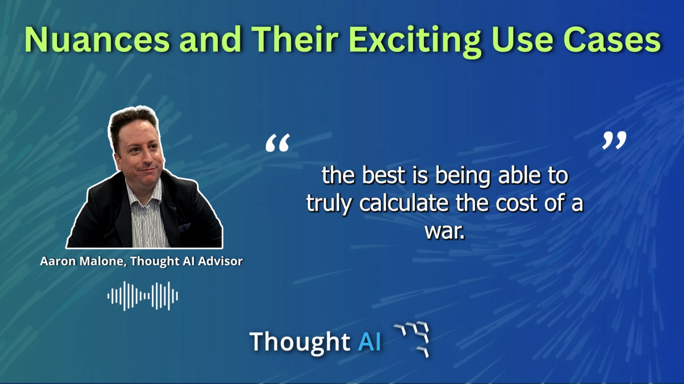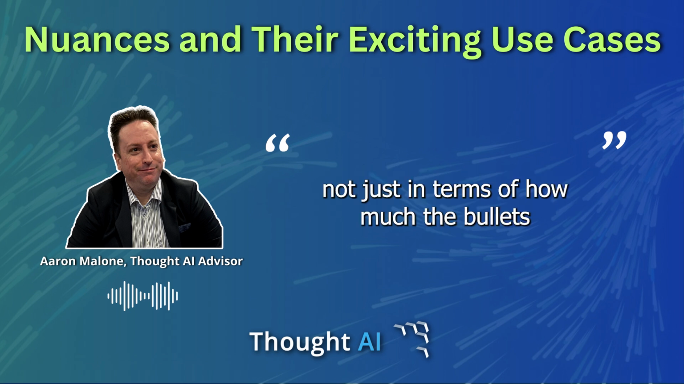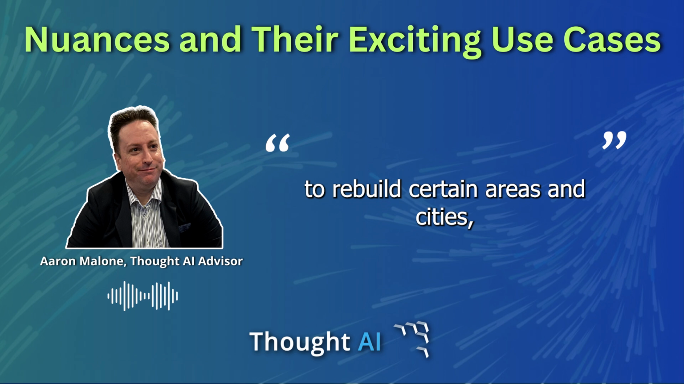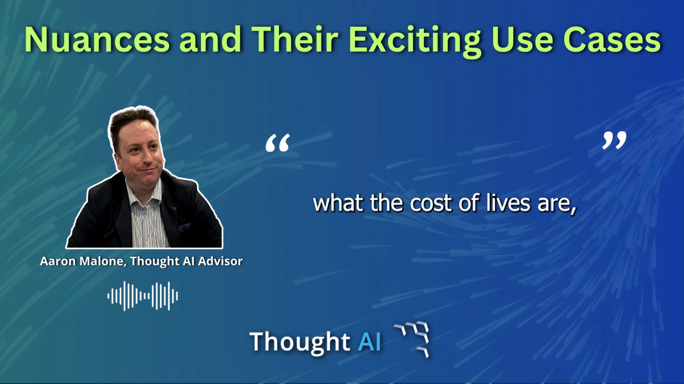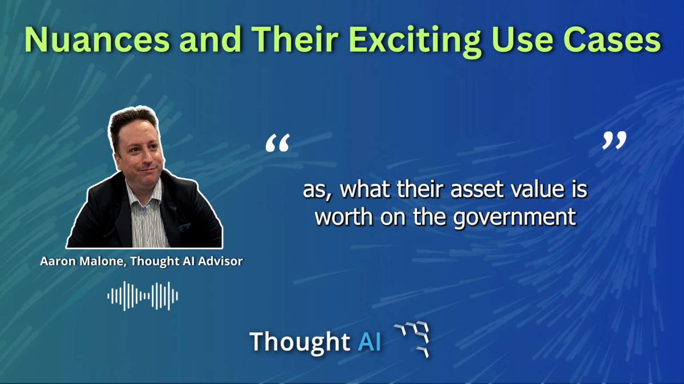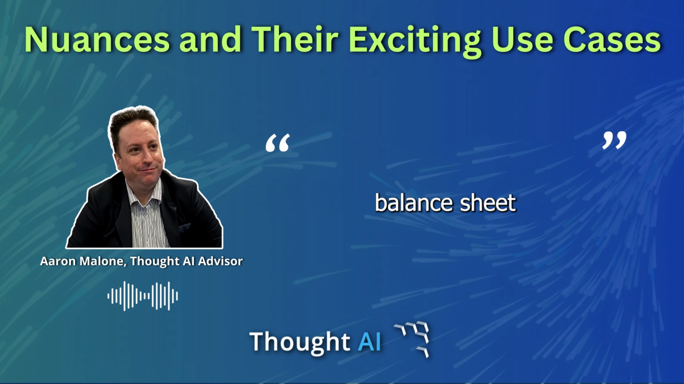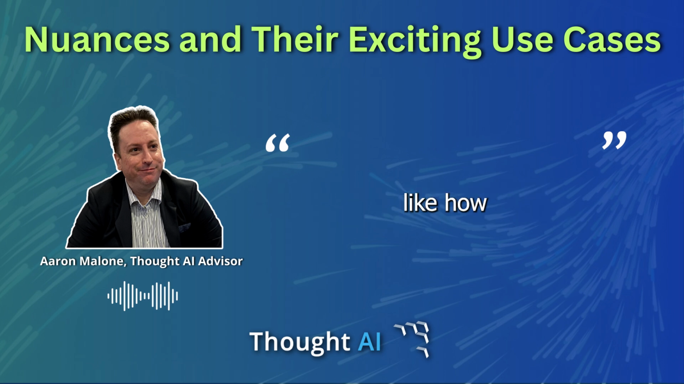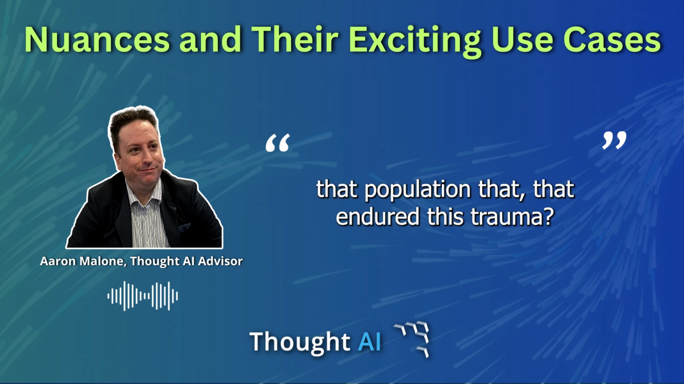The one that I love the best is being able to truly calculate the cost of a war, not just in terms of how much the bullets and the missiles will cost, but how much damage will get done to the land, how much it's going to take to rebuild certain areas and cities, what the cost of lives are, and paying out different insurance policies, as well as what their asset value is worth on the government balance sheet, to really have also a psychological effect as well. Like how many decades is this going to put back that population that endured this trauma?